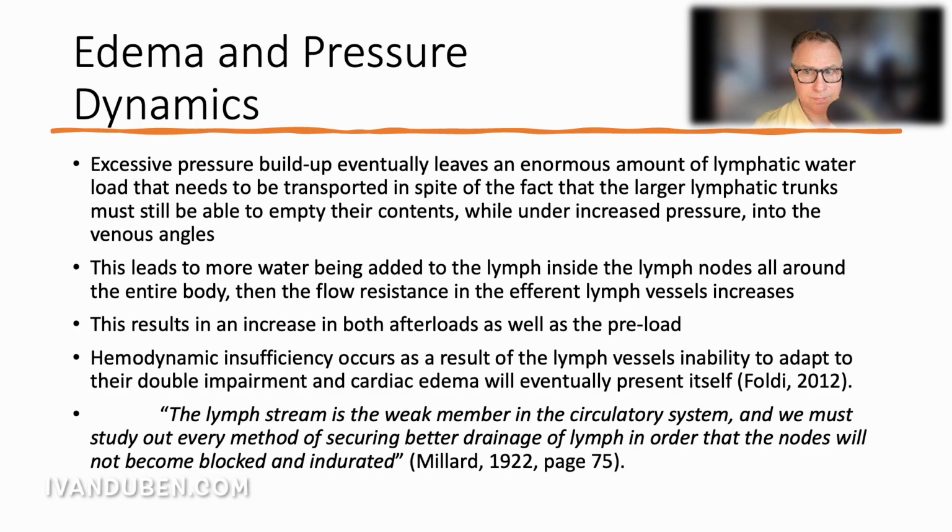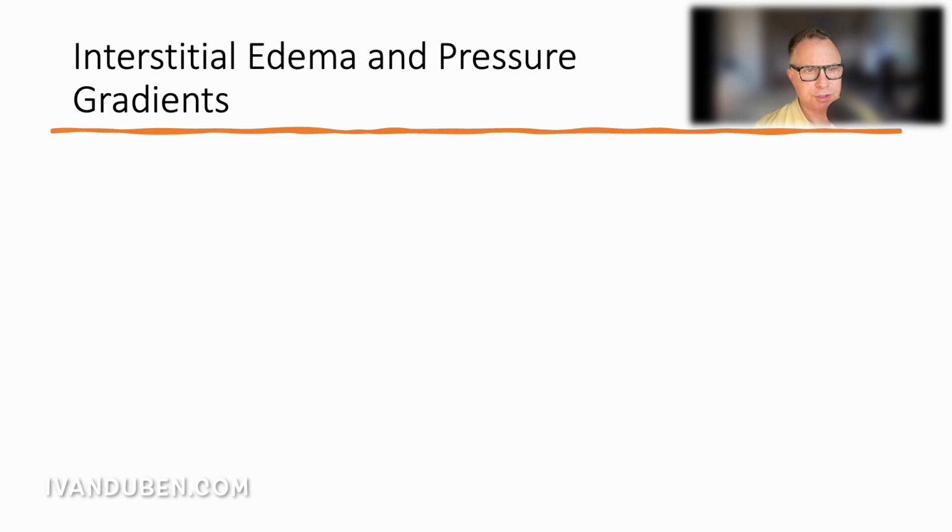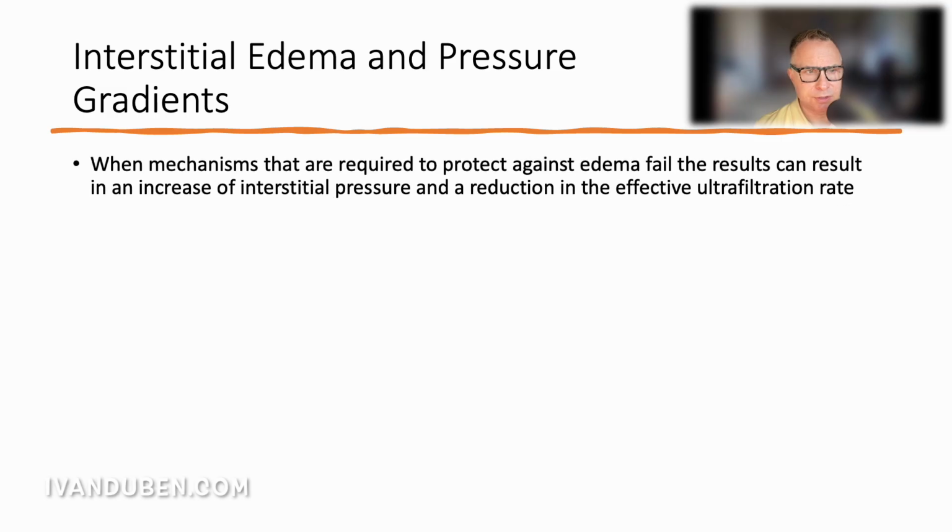In terms of the interstitial edema and pressure gradients, the interstitium is now recognized as an organ. It is a tissue in and amongst other tissues in between organs in the body. When mechanisms that are required to protect against edema fail, the results can be an increase in interstitial pressure and a reduction in effective ultrafiltration rate.